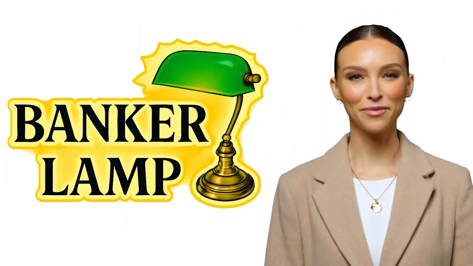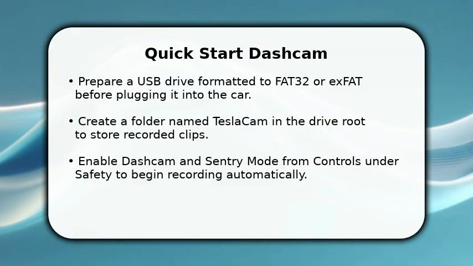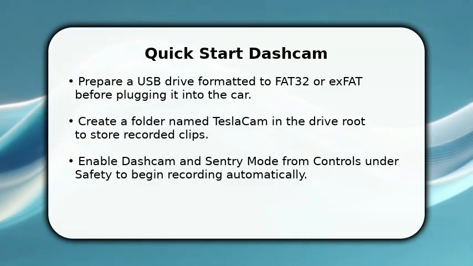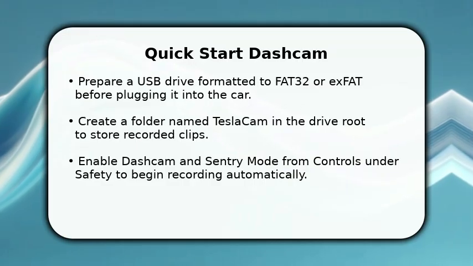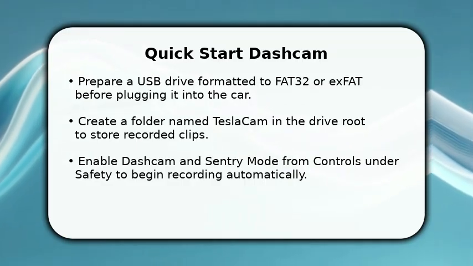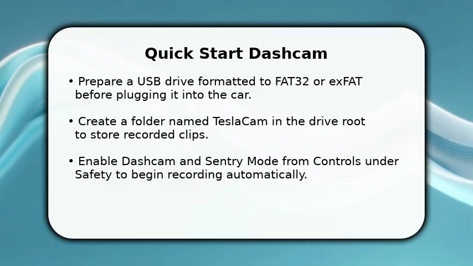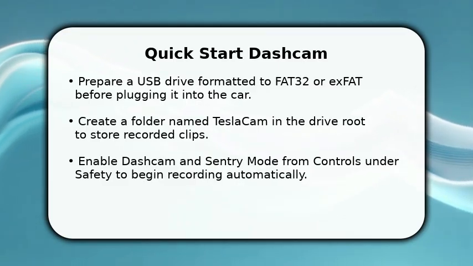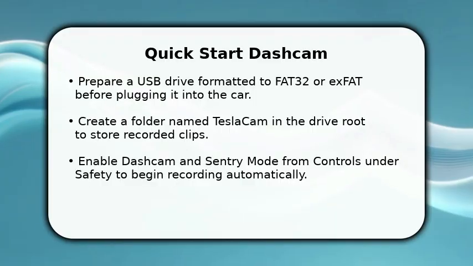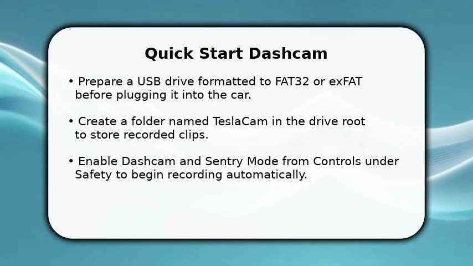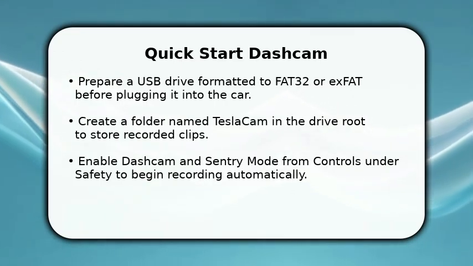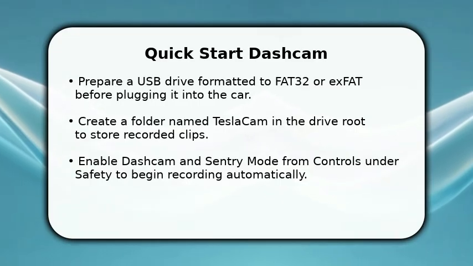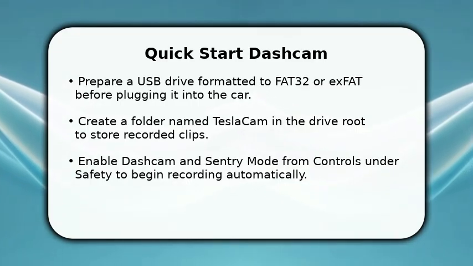Please enjoy the video. In this video, I will explain how to enable Dashcam on a Tesla Model 3, a full guide. Plug a properly formatted USB drive into the front port, make a TeslaCam folder, and enable Dashcam and Sentry Mode in Controls, Safety. Check the recording icons on the top bar and test by pressing the Dashcam icon to save a clip. Keep a spare formatted drive handy and rotate files periodically to avoid drive wear and maintain reliable recordings.